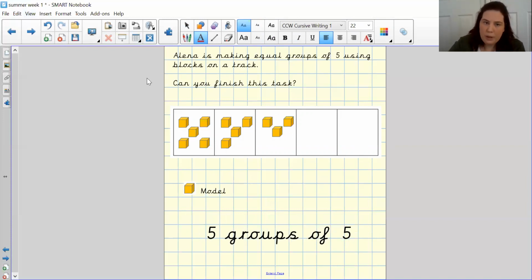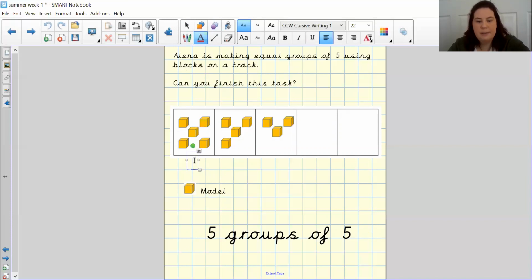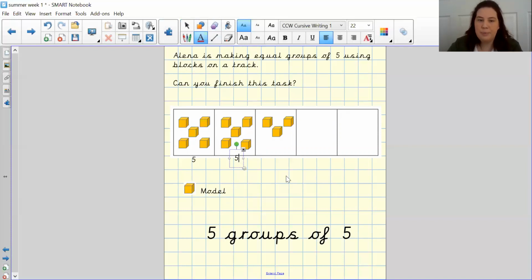So let's check her first group. 1, 2, 3, 4, 5. Does it have 5? Yes, it does. So underneath, I'm going to write 5. Let's check the next one. 1, 2, 3, 4. Has she made an equal group? No. So we have to add how many more? If we had 4 and we want to get to 5, how much more do we need to add? Well done. We need to add an extra 1 in there. So I'm going to put it in for us. Now we have an equal group of 5.